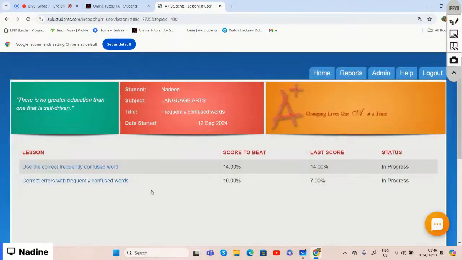All right, so that is now the end of our lesson on frequently confused words. And remember, we said that there are certain words that are used incorrectly, or used in the wrong context, and those are frequently confused words, right? We basically identified how we can fix those words by choosing the correct word, and you need to know the meaning of the words in order to write those words in the correct context.